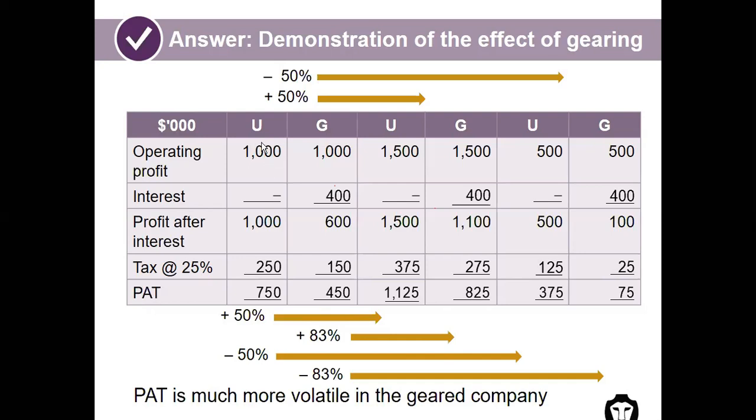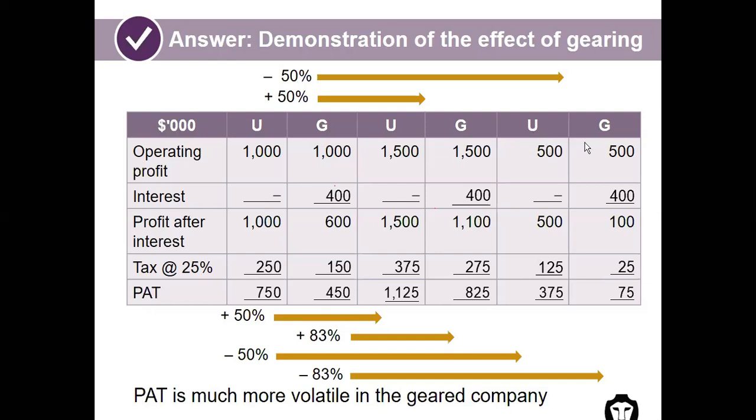So we said operating profit changed by 50%. Net profit also changed by 50%. This goes up by 1,000 to 1,500. It is a 50% change. Here it is also a 50% change. But in the geared company, your earnings go up by 50%, but your profit goes up by 83%. From 450 to 825, it means 83%, which means that in an ungeared company, whatever percentage you increased in operating profits, the same percentage happened in after tax. But in a geared company, there was a much bigger impact. 83% it went up.